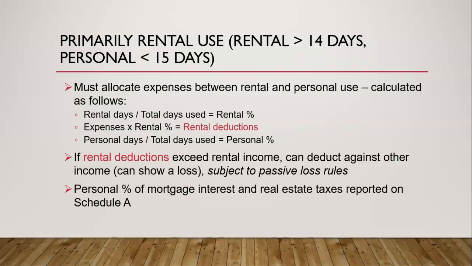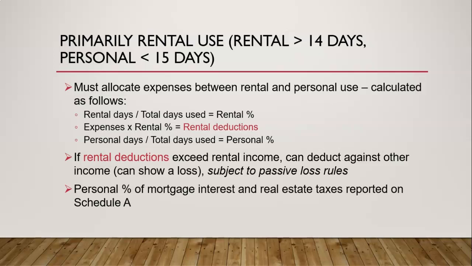Then your personal days, if you used it 10 days for personal, divided by 100 days used, that's 10% for personal, okay? And you would multiply all of your expenses times the 10%. Now, 10% of the mortgage interest could go on Schedule A if you itemize, and 10% of the real estate taxes could go on Schedule A if you itemize. All the rest of it, utilities, etc., that 10% you can't use on anything.